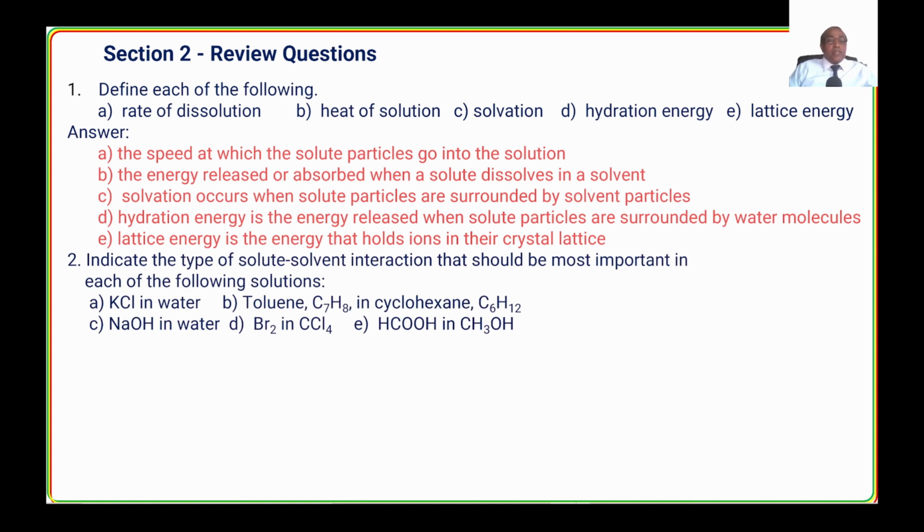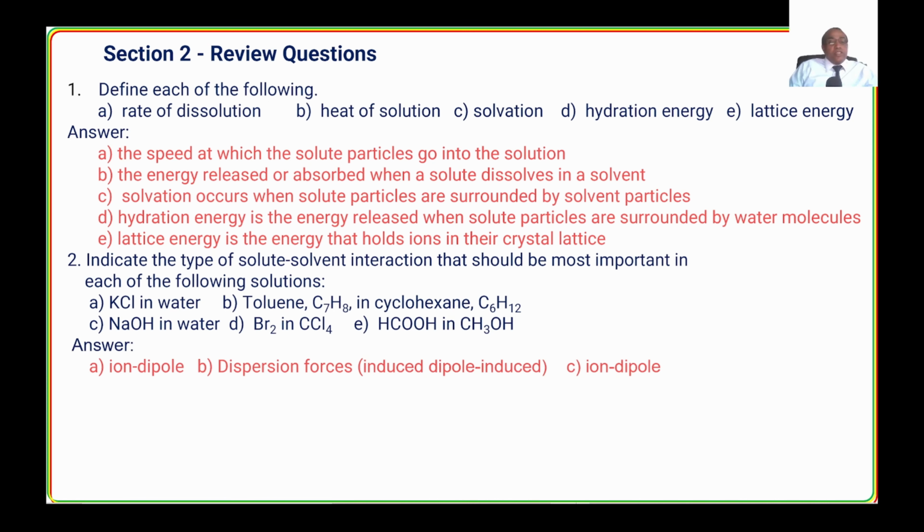Let's look at the second question. Indicate the type of solid-solvent interactions that should be most important in each of the following solutions. Okay, so pause the video and answer these questions. When you are ready, just play the video. A is potassium chloride in water, B is toluene in cyclohexane, C is sodium hydroxide in water, D is bromine in carbon tetrachloride, E is acetic acid in methanol.